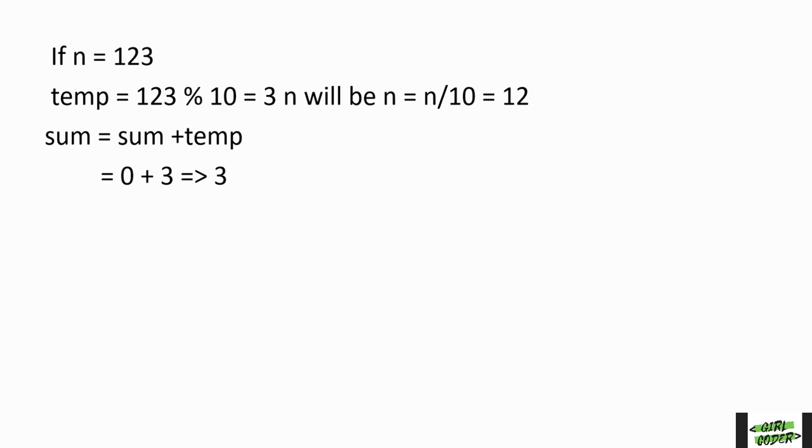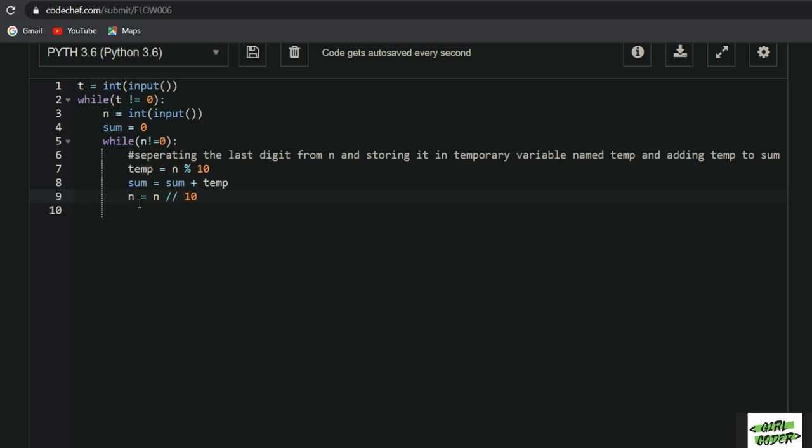Now we are going to add this to the sum variable and store it in sum itself. So sum equal to sum plus temp, meaning sum equal to 0 plus 3, since sum is initially 0. After this, you will continue this loop, and in the second iteration, what will be the value of n? The n value will be 12. Now you will separate 2 by storing it in the temp variable and add it to sum. You will use this while loop until the n value becomes 0.